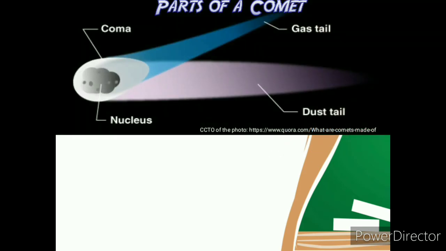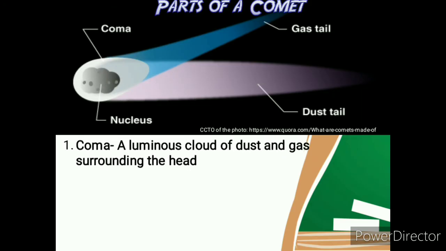Next, let's talk about the parts of a comet. Comets also have different parts. We have the coma, as you can see in the picture, the nucleus, gas tail, and dust tail. Okay, the coma is a luminous cloud of dust and gas surrounding the head, as shown by the arrow. That is the coma. The luminous cloud, when we say luminous, is the lighted part around the head.